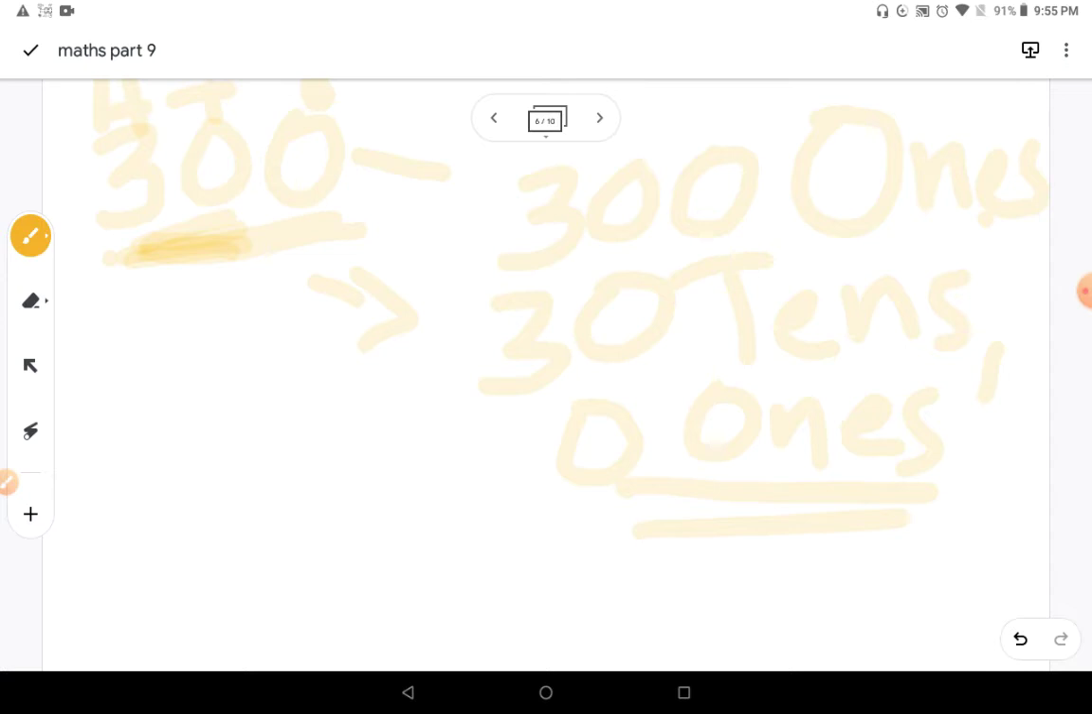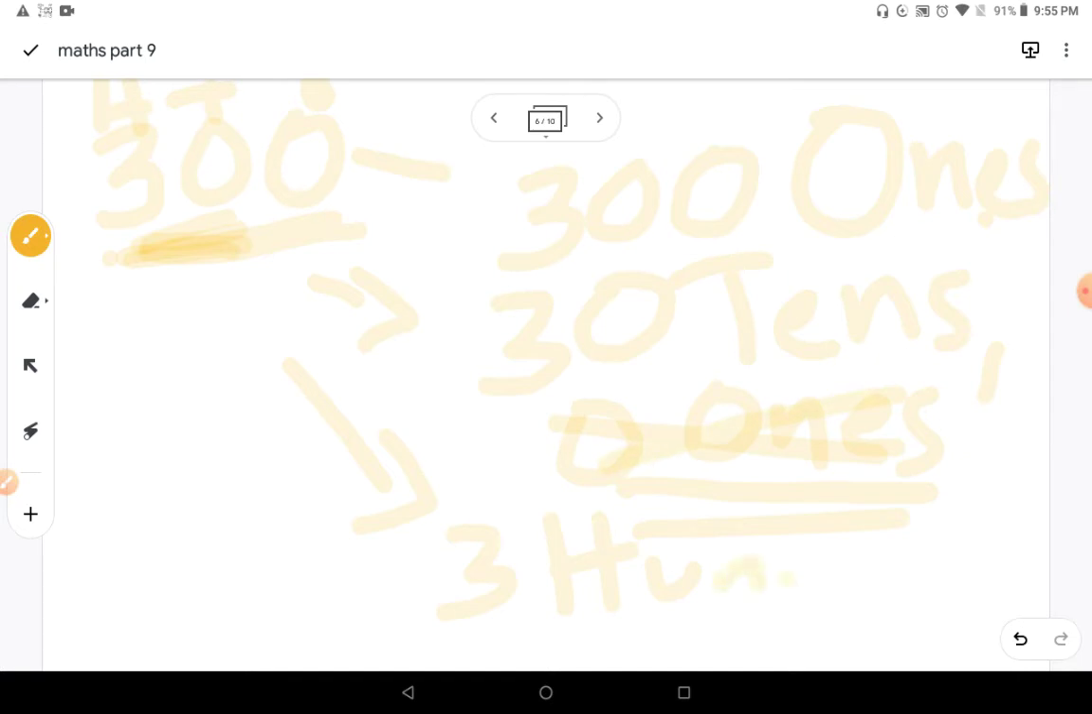Now how will you represent it in hundreds alone? Because the ones and tens are 0, you can represent that as 3 hundreds. 0 ones and 0 tens, and how many hundreds? It is 3 hundreds, and the 0 ones you don't have to say.